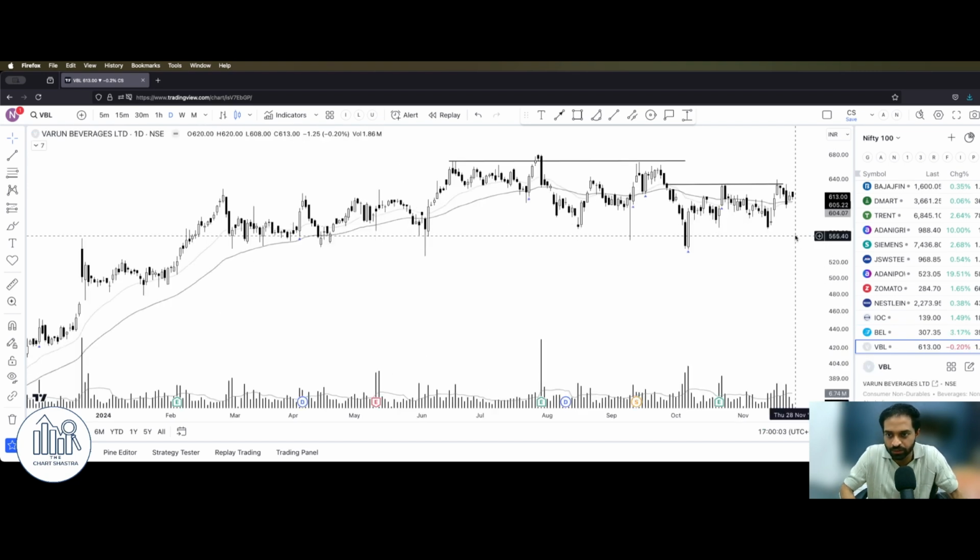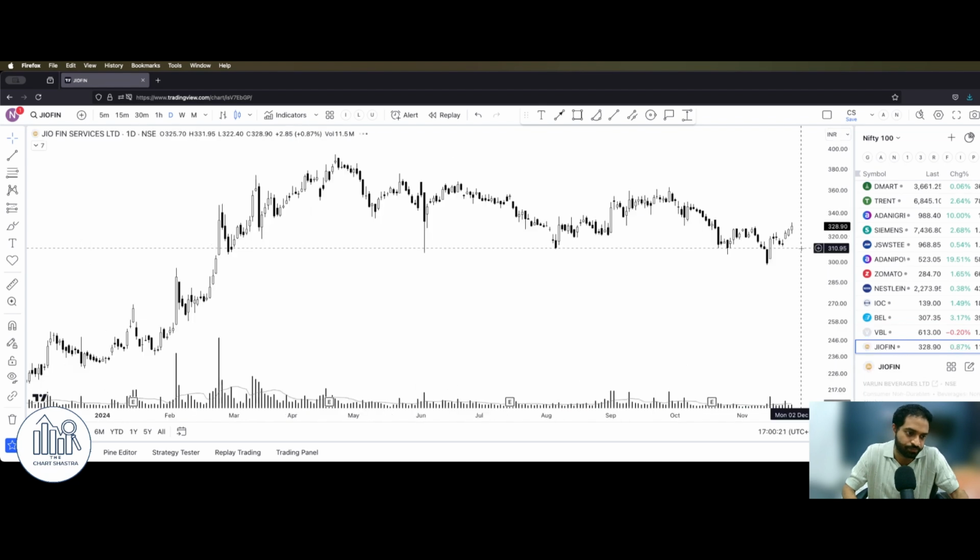Varun Beverages, very fancy fundamentals. Although this has done nothing since February, it also did not cost you money. So it looks like there is some strength, but not very massive strength to push the stock higher.